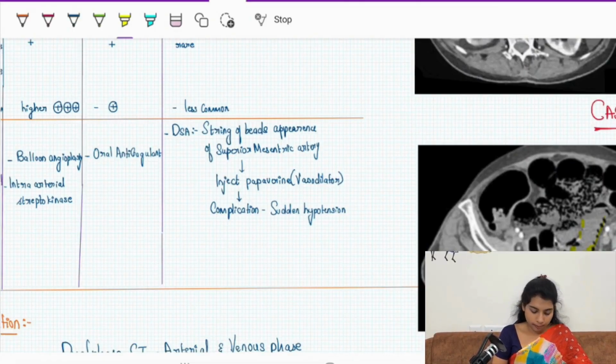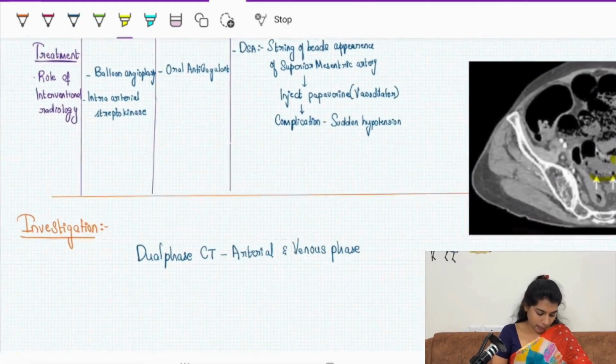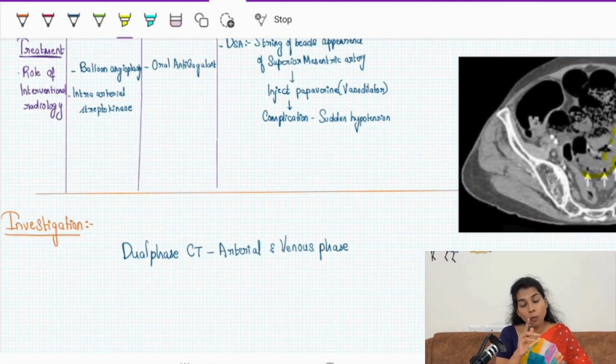Right, now that we've discussed everything about ischemic bowel disease, we are left with one basic question, that is, to diagnose ischemic bowel disease as a radiologist, what are the sequences you need to acquire?